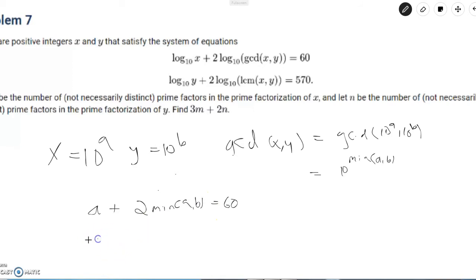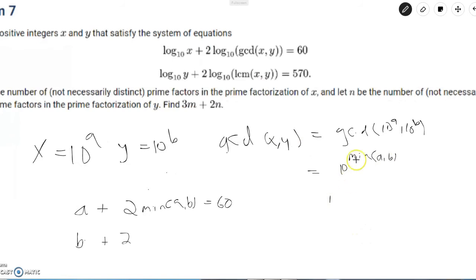Now we see that b plus 2 log base 10 of LCM(x, y) is equal to 570. Well, the LCM of x and y is equal to the LCM of 10 to the a and 10 to the b. If a and b are both positive integers, this is simply equal to 10 to the max of a and b. So it's equal to either 10 to the a or 10 to the b. So b plus 2 max(a, b) is equal to 570.